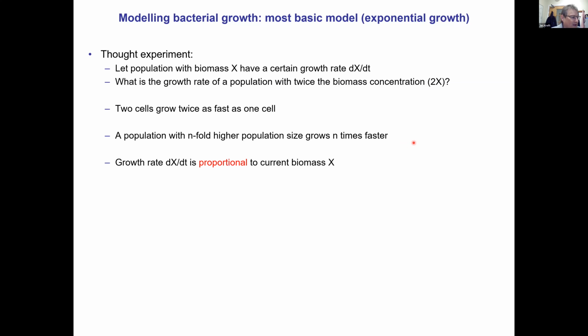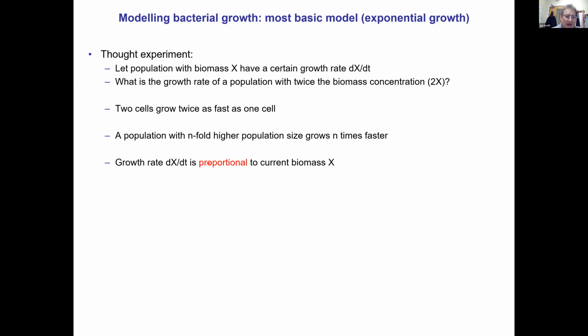So the basic idea is that two cells grow twice as fast as a single cell, or twice the population size will grow twice as fast. This is a very fundamental and simple idea for understanding bacterial growth, but also population growth generally. A population that's n-fold larger will grow n times faster. In other words, the growth rate is proportional to the current biomass.